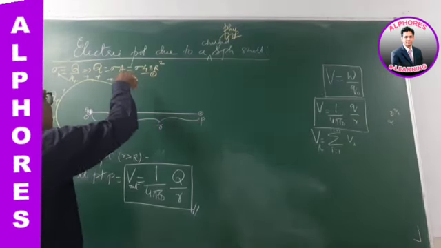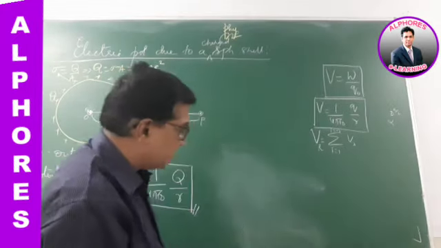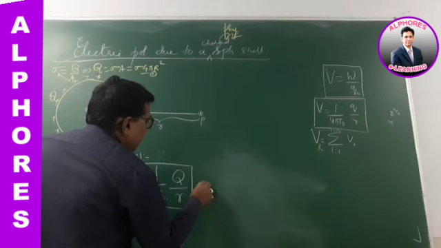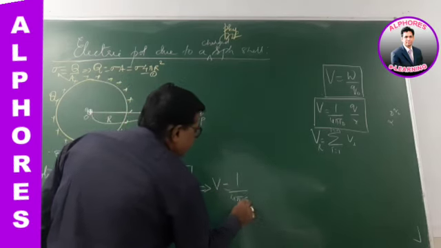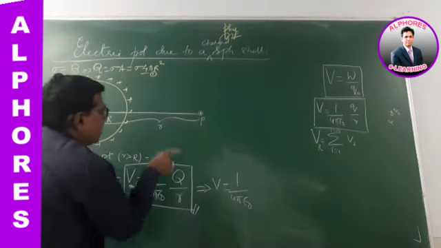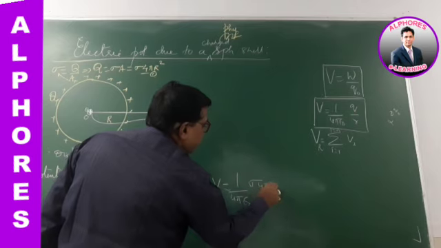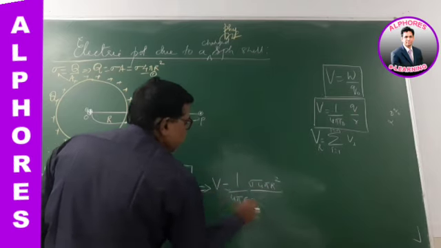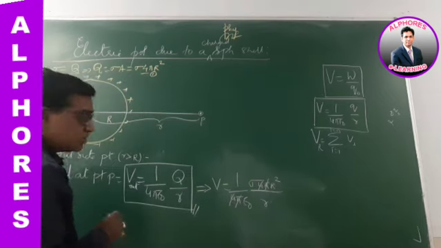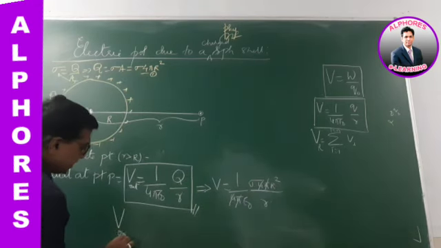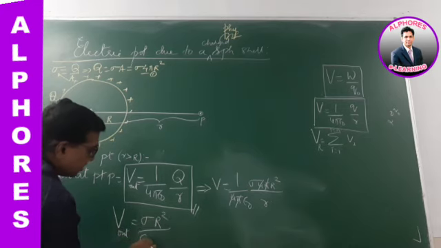Sometimes, instead of giving you the charge, the question gives you the surface charge density. Then the same formula can be written as V equal to 1 by 4 pi epsilon naught times the charge Q, which in terms of surface charge density is sigma into 4 pi r square, divided by the distance of the point. The 4 pi gets cancelled, so the potential at the outside point is sigma r square by epsilon naught small r.